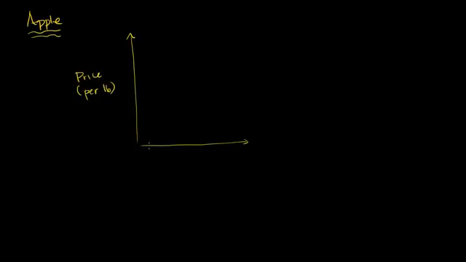So let's say we are in the apple market. What I want to do in this video is think about both demand and supply for the apples at different prices. So let's draw ourselves a little graph here. And we already know this right over here, the vertical axis is the price axis. And we're going to say it's price per pound. And the horizontal axis, this is the quantity of apples.